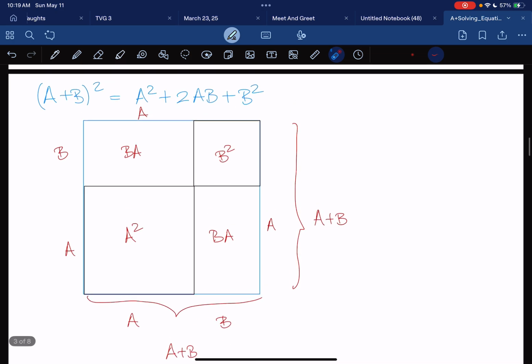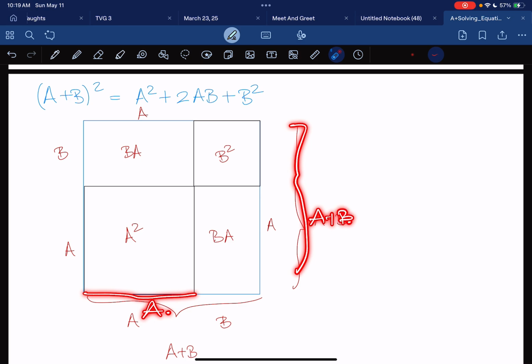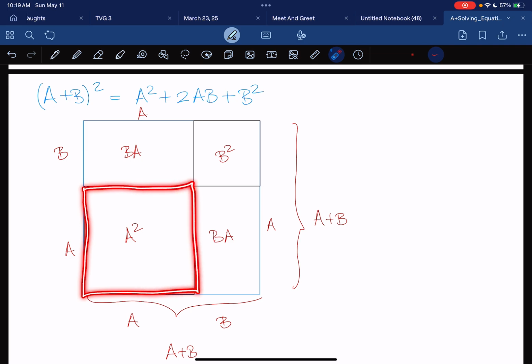Okay, but now we can also break it down a little further. Since it's a plus b in the base, we know we can have a section whose area is a. And now in the height, we know that the height is a plus b, so we can leave a section of height a. So we can draw this square of area a squared, right? Its base is a, its height is a.